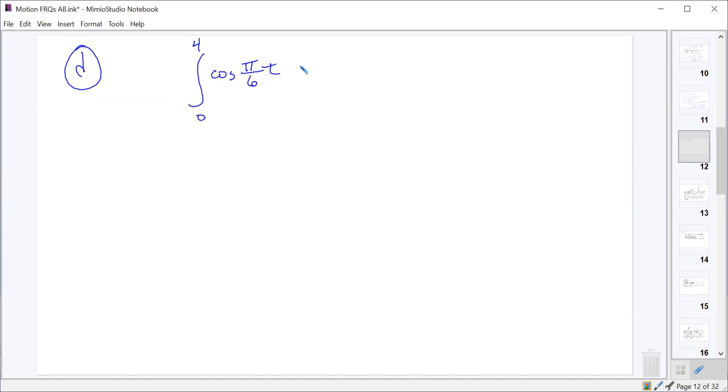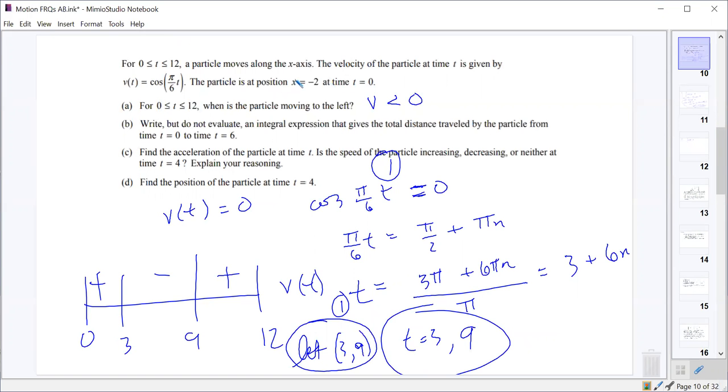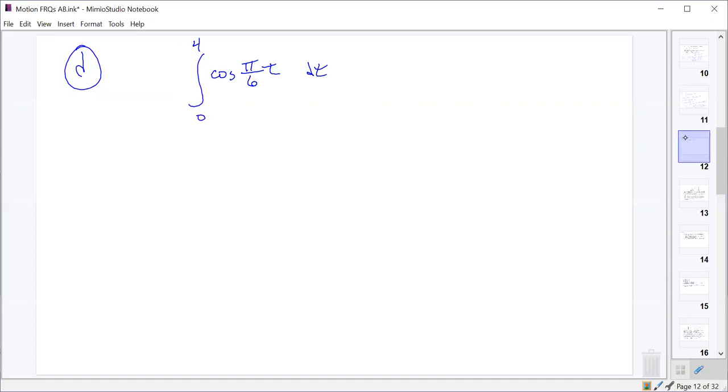Cosine pi over 6t dt. And then we have to add to that our initial condition. So at t equals 0, x was negative 2, position was negative 2, so negative 2 plus that integral. Everybody good with that so far?